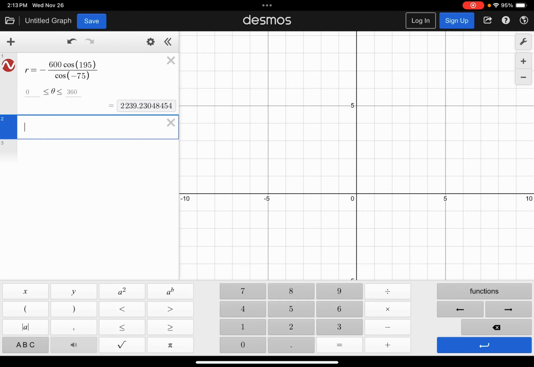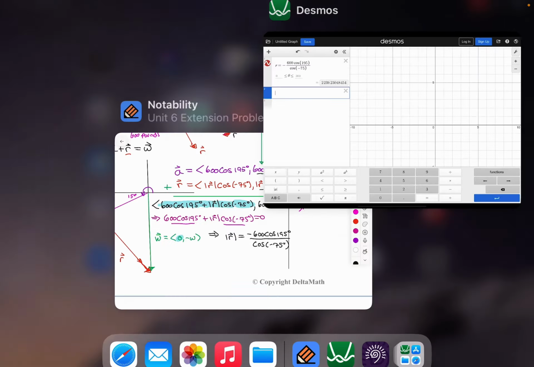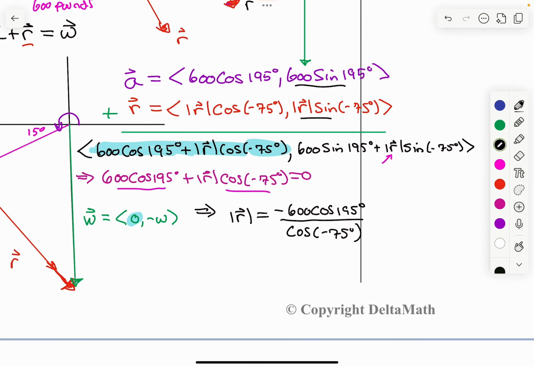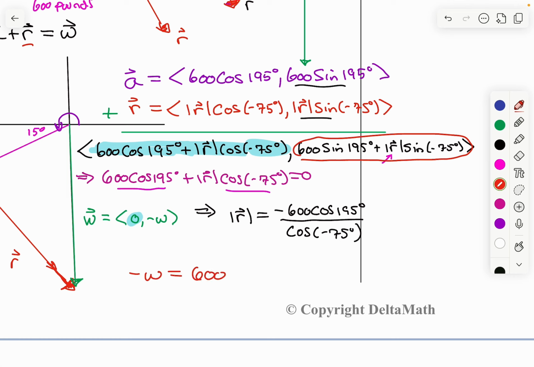So that's R. Now if I go back here, we've stored this, it's on the other screen, but now I'm just going to plug it in here. So negative W is equal to 600 sine of 195 degrees plus the thing we just found, which is stored in the other screen. I'm just going to type all this out, and we'll be done.